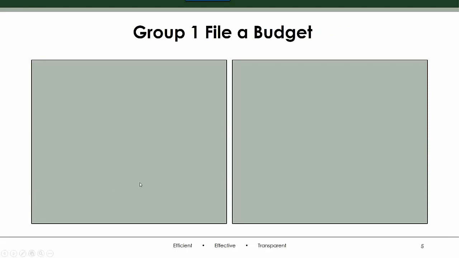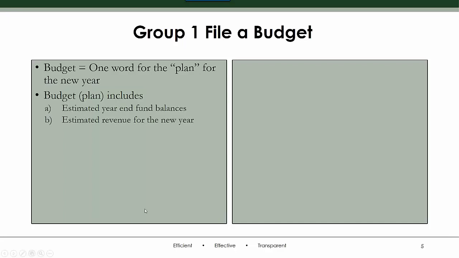So here's the process when Group 1 files a budget, right? Let's think of the word budget meaning a plan for the new year. And it's not a fuzzy plan. It needs to be a fairly good plan, because if you go fuzzy, it's going to be difficult for you in the new year. So do your best. The budget plan includes A, estimated year-end fund balances. Yes. In May and June, you are going to have to figure out what you think you will end the year with in each fund.